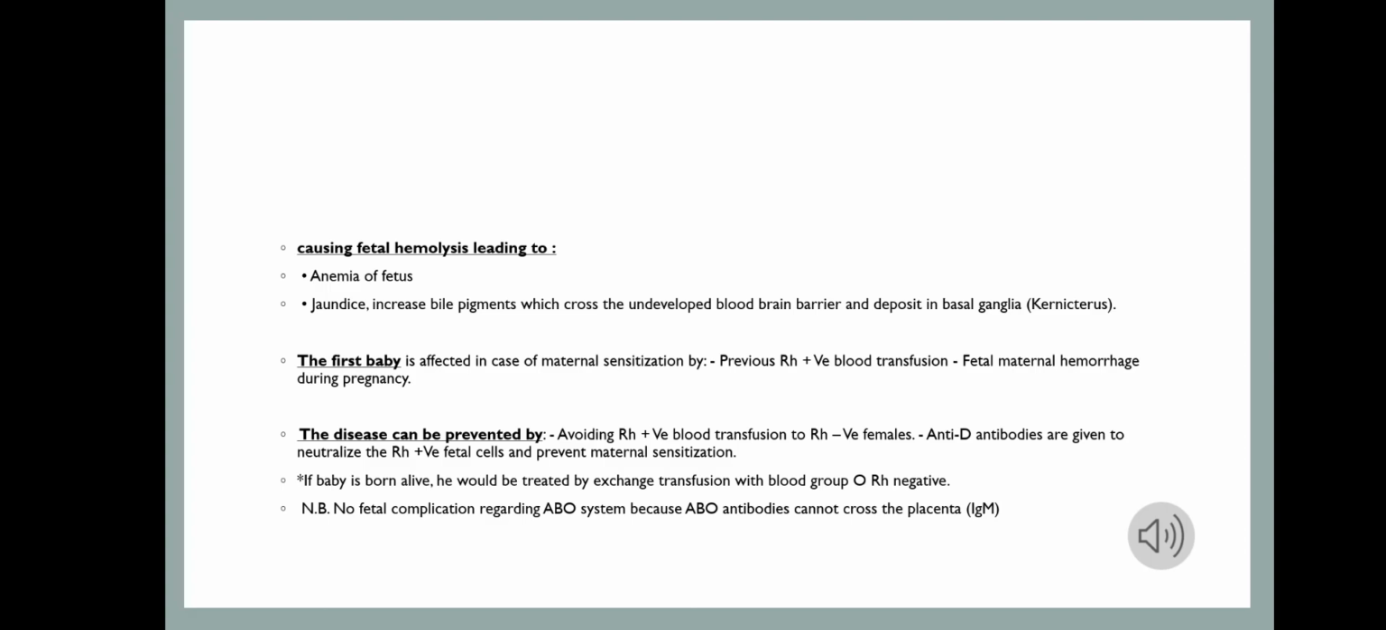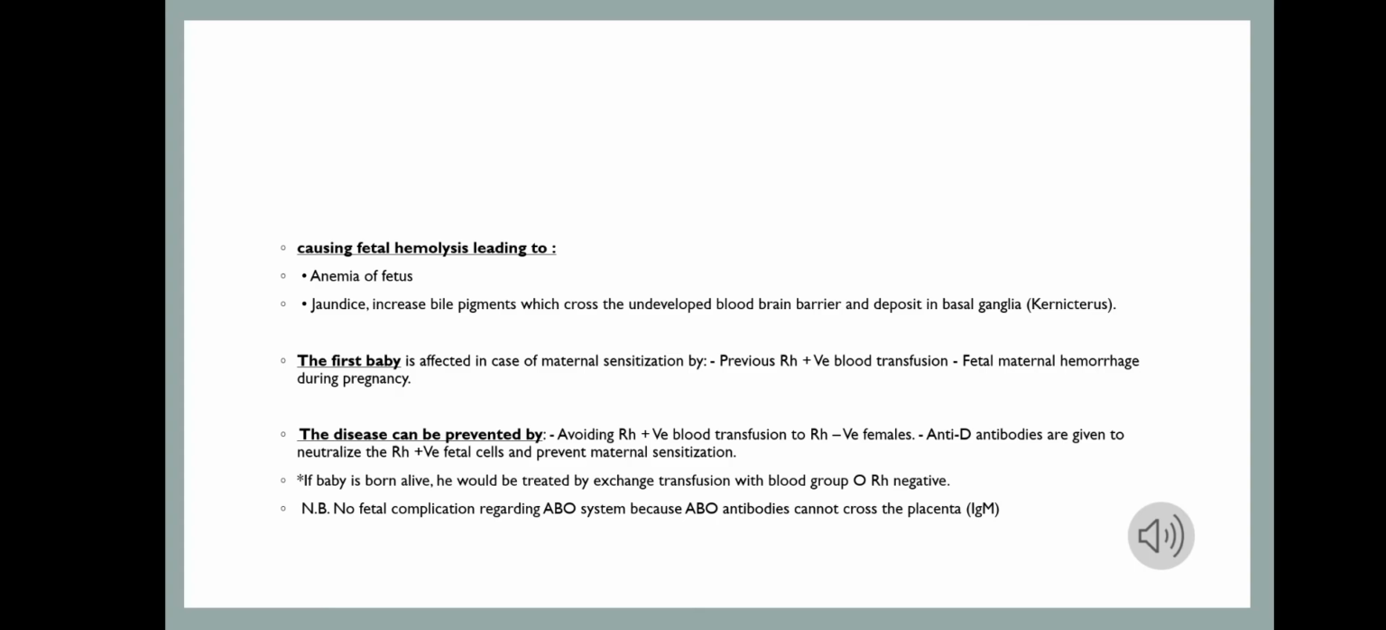الهيموليسيس ده ممكن يعمل لي حاجتين: اول حاجه انيميا، تاني حاجه جواندس، وده بيحصل بسبب increase في البايل pigments which cross the undeveloped blood-brain barrier and deposit in basal ganglia. البايل pigments بيعدي البلود برين بارير ويدخل يفضل موجود في الجانجليا، فبيحصل الجواندس.